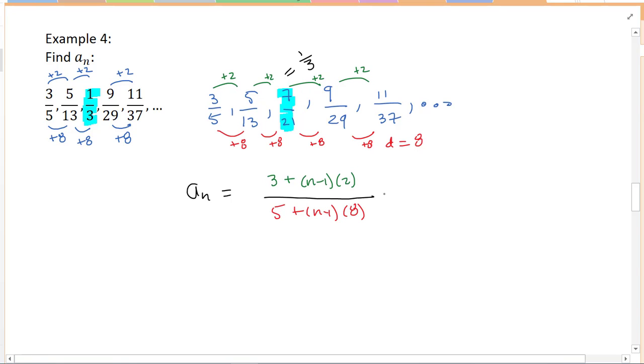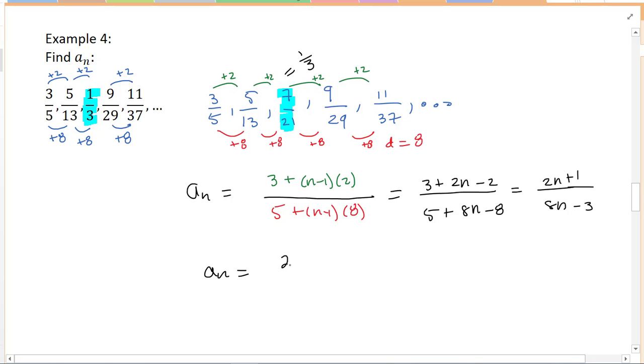And then you simplify it. So this will be 3 plus 2n minus 2, which reduces to 2n plus 1. Same thing on the bottom here: 5 plus, distribute the 8, so 8n minus 8. Combine like terms, so this will be 8n, and 5 minus 8 is negative 3. And so my a sub n is 2n plus 1 for the numerator and 8n minus 3 for the denominator. And that is our sequence.